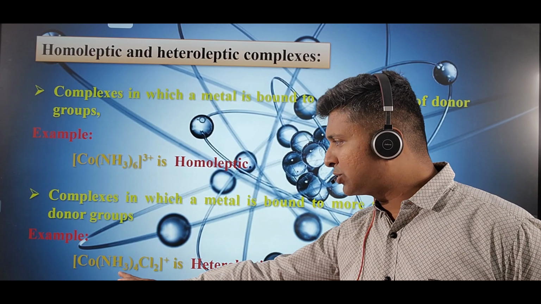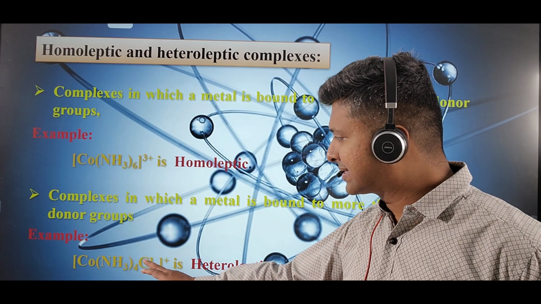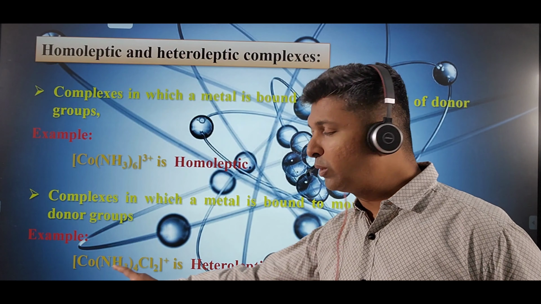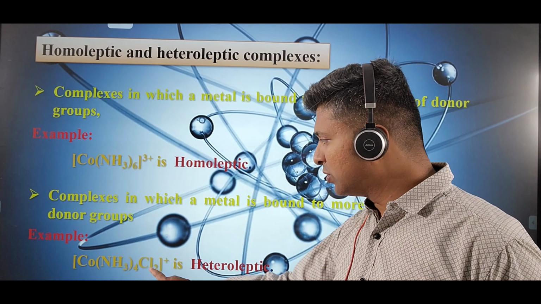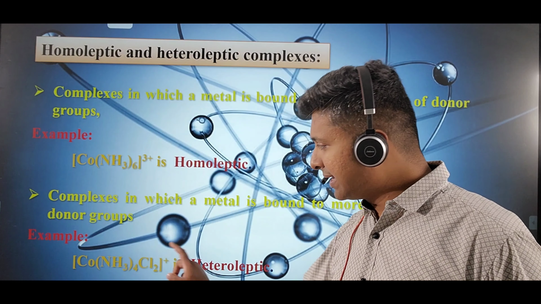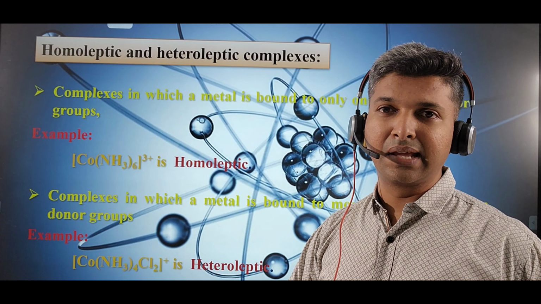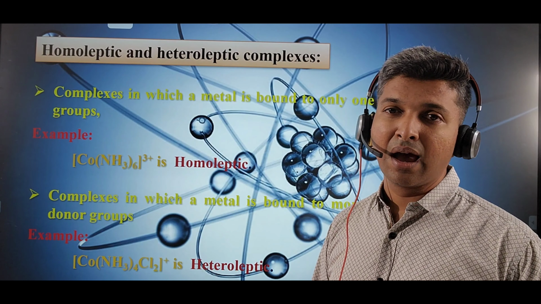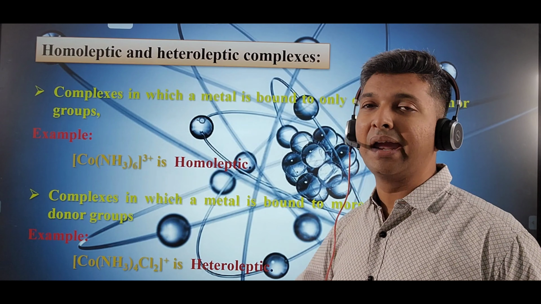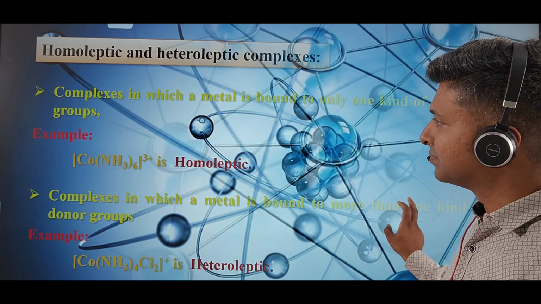Now an example of a heteroleptic complex is over here. NH3 is 4 times and Cl is 2. So there are two different kinds of ligands. Mind you, this is not the counter ion. Is this Cl outside the square bracket? Not at all. It is inside the square bracket and it is acting as a ligand. So hence this is a heteroleptic complex. What do we mean by heteroleptic? There are different kinds of ligands.